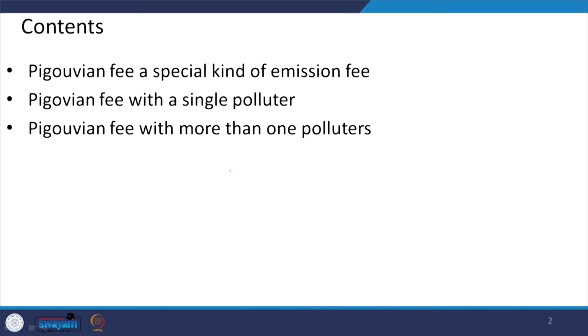We will discuss how this Pigovian fee is a kind of special emission fee or special pollution fee, right. It is not a pollution fee as such, but it is a special category of pollution fee or emission fee. Then we will discuss the Pigovian fee if a single polluting farm is there, how the Pigovian fee is decided, and then in the presence of multiple polluters how this Pigovian fee is going to be determined, right.